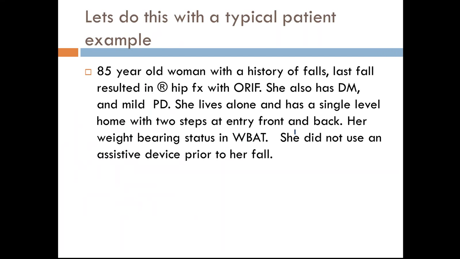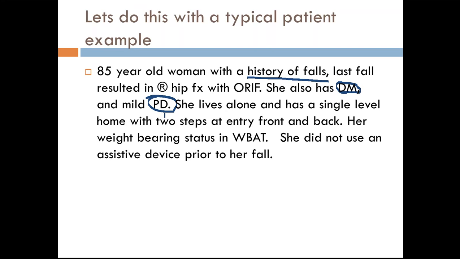So this is our patient, pretty typical little lady, 85 years old, right, with a history of falls. We get that a lot, right? Her last fall resulted in this hip fracture with an ORIF. That's why she's seeing us. Pretty typical, right? She also has diabetes. She also has some Parkinson's.